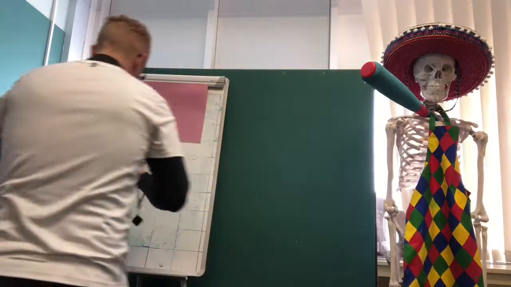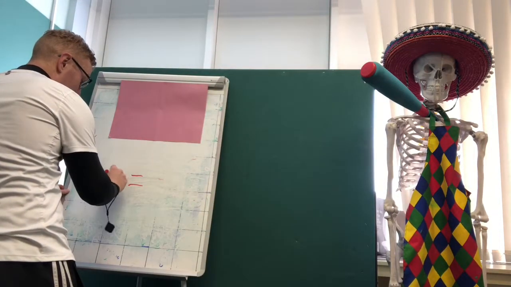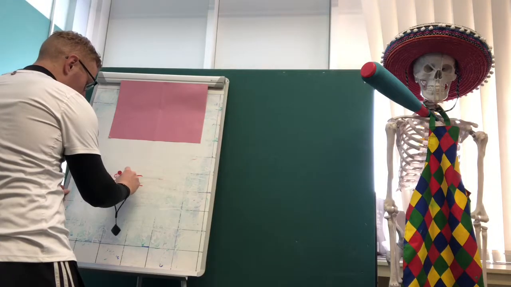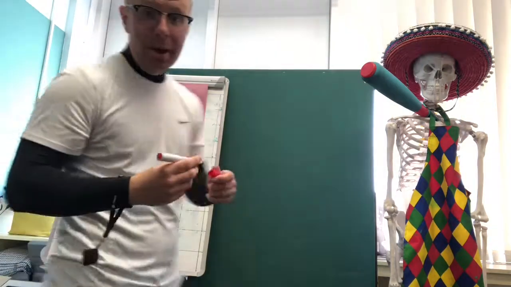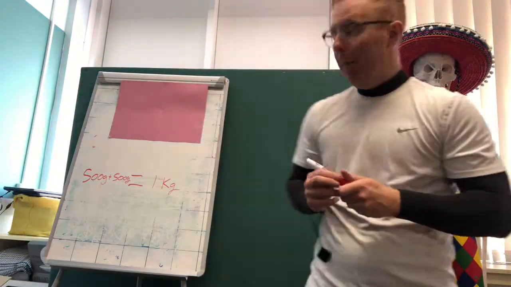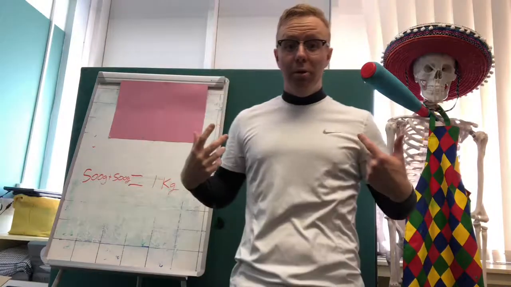Now I'm going to write this down. So 500 grams plus 500 grams is equal, it's the same amount as 1 kilogram. So when I was doing that, I had the same amount of weight on both sides because I wanted to make the guns look as big on both sides.